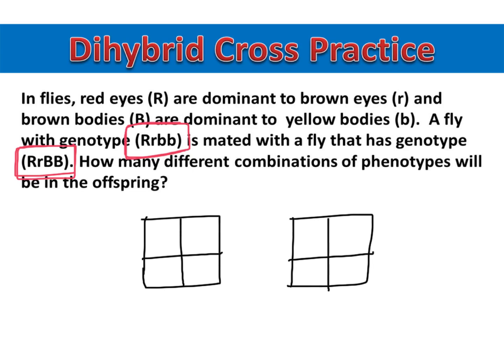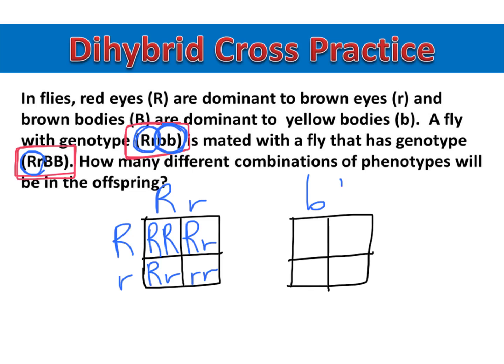My first Punnett square is going to be about eye color, and so that fly is heterozygous for eye color, and this other fly is also heterozygous for eye color, so now I can fill that in. And my second Punnett square will be about body color. And so this fly is homozygous recessive, and this fly is homozygous dominant, and so I can fill that in.